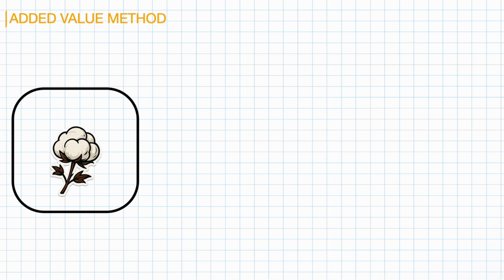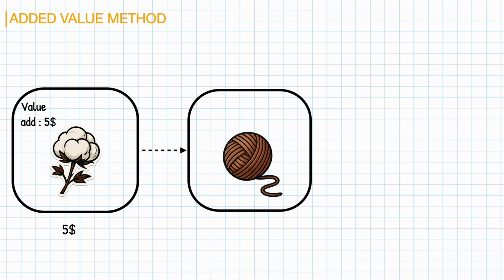A cotton farmer sets the cotton price at $5 for his labour and land cost, where the value added is $5. That cotton is sold to a thread company. After buying the cotton, they produce threads from it. They set the thread price at $15, where the value added is $10, and then sell the threads to a clothing company.